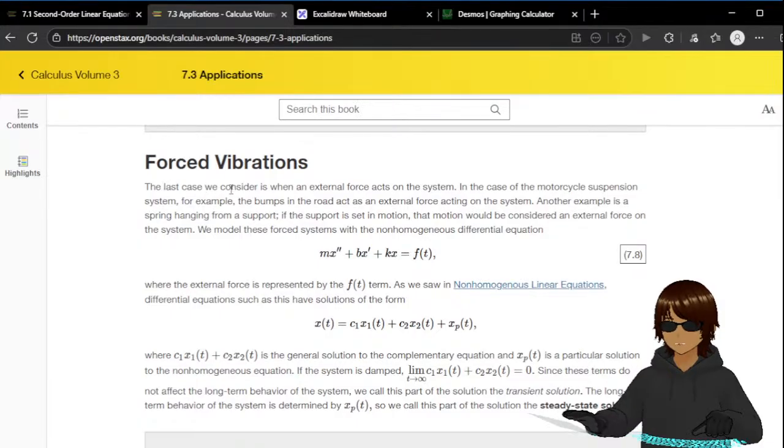The last case we consider is when an external force acts on the system. In this case, the motorcycle suspension system, for example, bumps in the road act as an external force acting on the system. Another example is a spring hanging from a support. If the support is set in motion, that motion would be considered an external force on the system. Model these forced systems with a non-homogeneous differential equation.